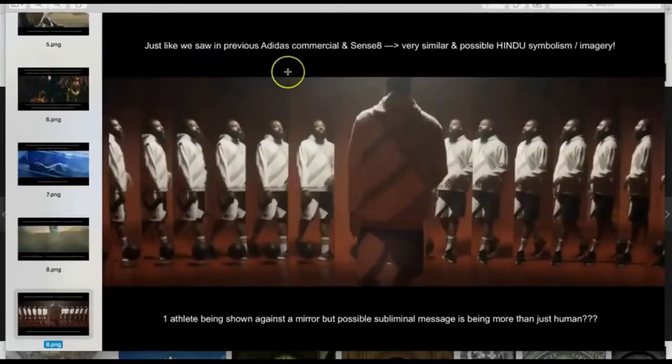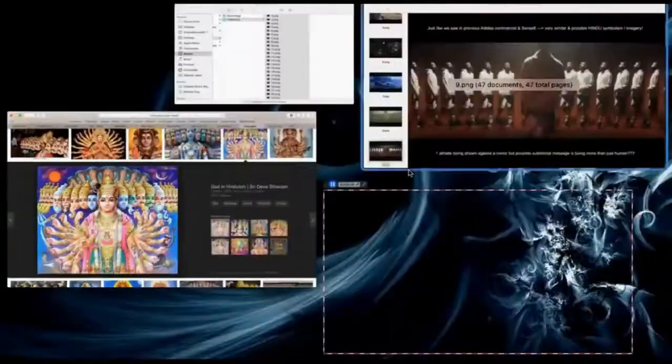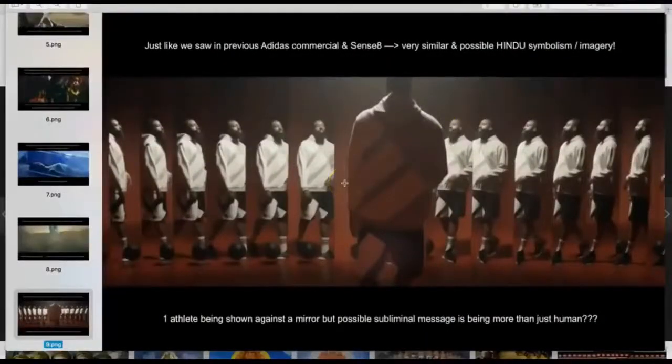And just like we saw in previous Adidas commercials and even that show Sense8, very similar and possible Hindu symbolism or imagery being shown here. They love to show a person, in this case an athlete, being shown against a mirror, but the possible subliminal message is being more than just human. Even when you look at the Hindu god symbolism, we see multiple heads, multiple arms, possibly implying that they can do many things and have lots of power and abilities. But of course they want to promote that same kind of thing through the commercials, the same kind of paganism, because remember, all of this paganism is really worshiping the same false mighty one, which is the dragon Lucifer.